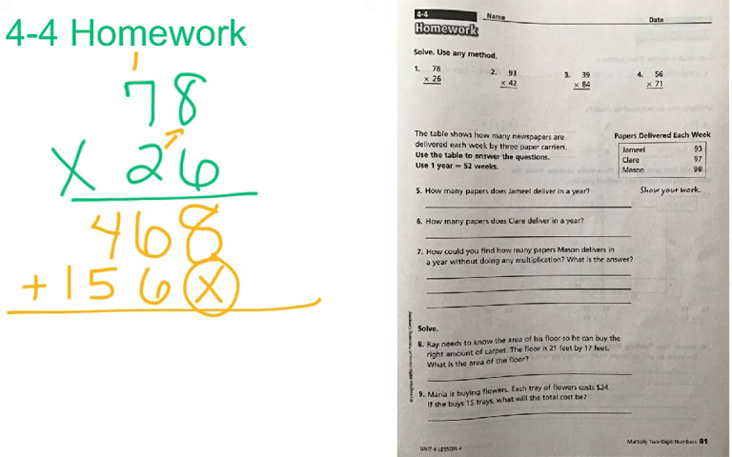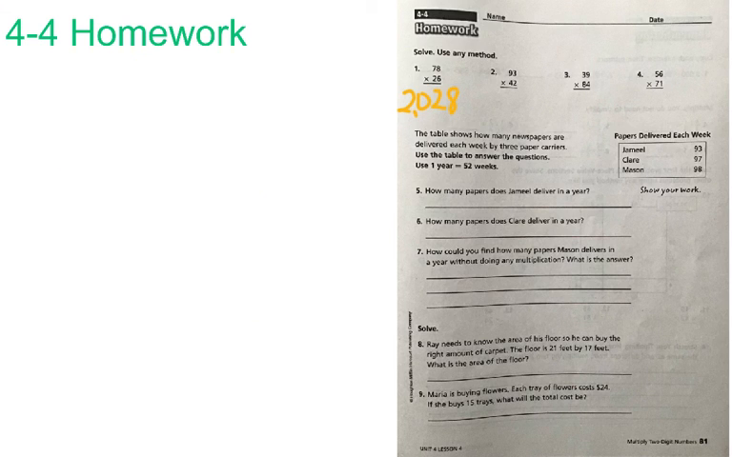Then I'm going to add it up. 8 plus nothing is 8. 6 plus 6 is 12. Put down your 2, carry your 1. 4 plus 1 is 5, plus 5 more is 10. Put down your 0, carry your 1. 1 plus 1 is equal to 2. So my answer is 2028. You can go ahead and complete 2, 3, and 4 on your own. Again, just review of what we've been practicing.